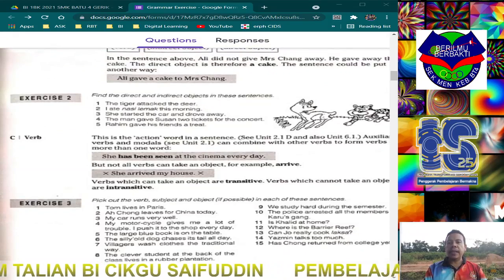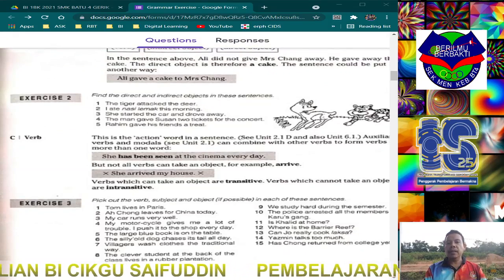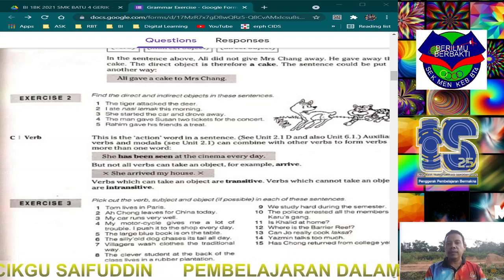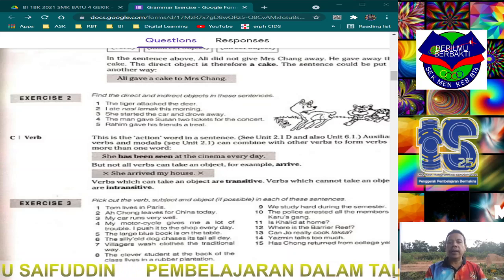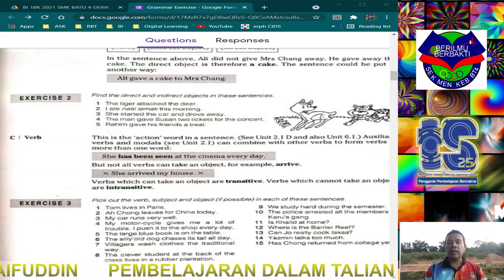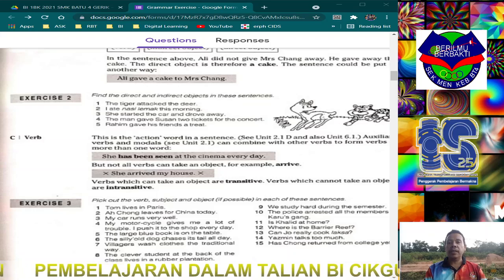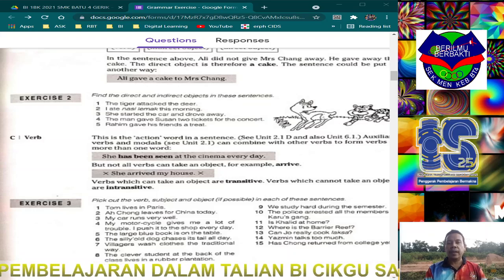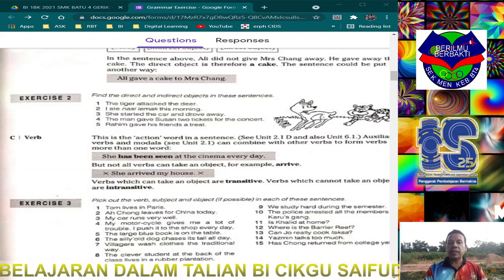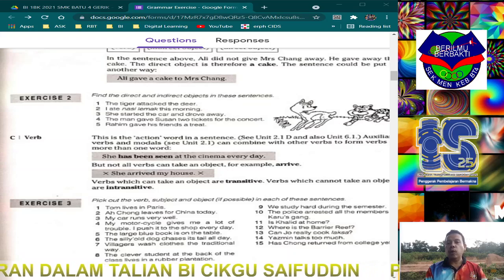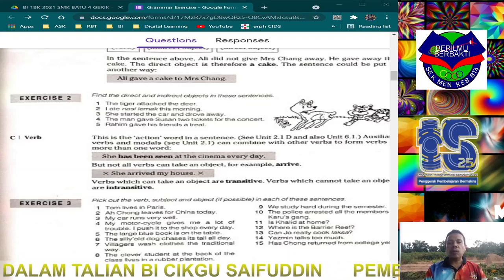The tiger attacked the deer. Okay, the direct and indirect. The tiger attacked the deer. So the deer is the direct object. Okay. I ate nasi lemak. Nasi lemak is the direct object. This morning is the indirect object. She started the car. Car is the direct object. Drove away is the indirect object.